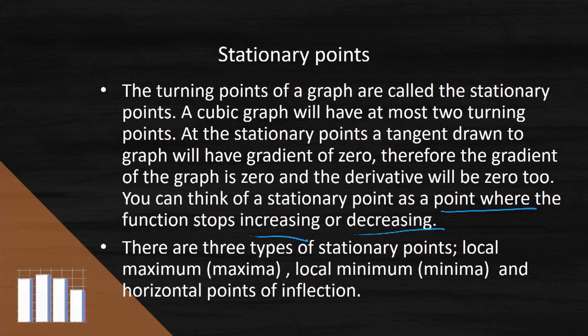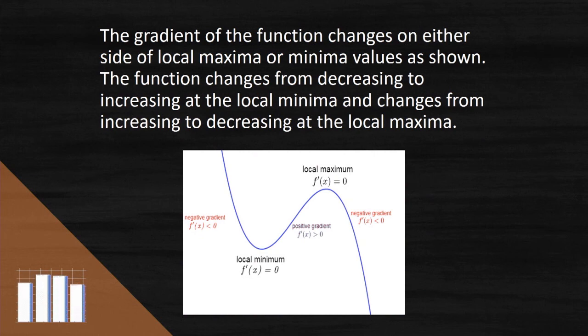There are 3 types of stationary points: the local maximum or local minimum, and I've explained to you why they're called local, and horizontal points of inflection. So what we need to remember is that the gradient of a function changes on either side of a local maximum or minimum value. As you can see here, if we follow the graph up until the point where we get to the local minimum, and I draw a tangent to this graph, the gradient will be negative.